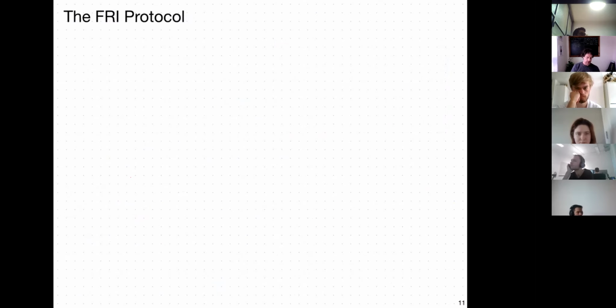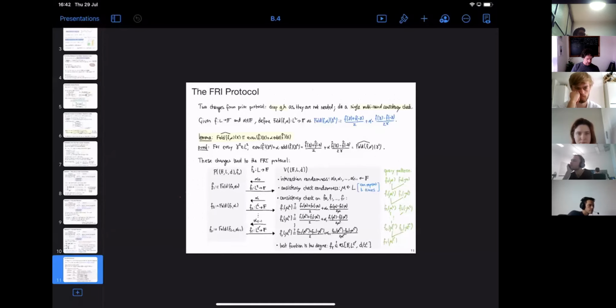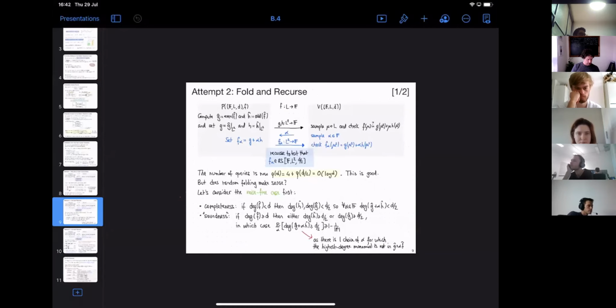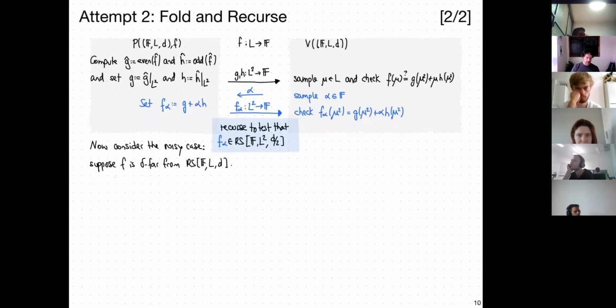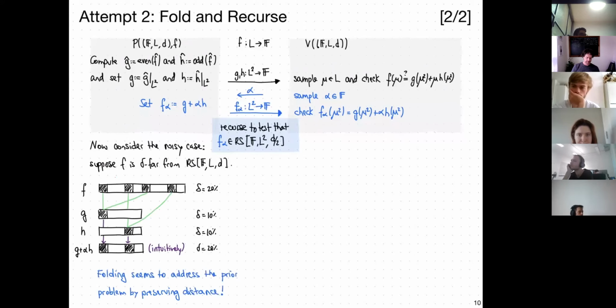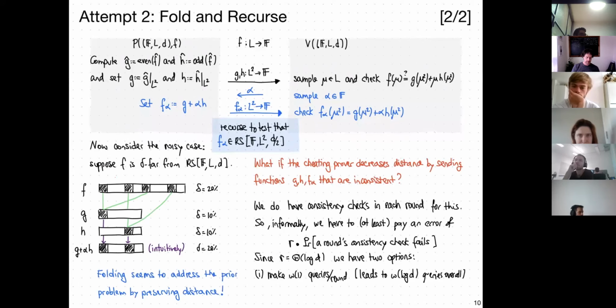I have a question. On the previous page, the check in blue that the verifier is doing, whether f of alpha on mu square equals g of mu square plus alpha times h of mu square. Does this mu have to be the same as the mu that was sampled in the previous phase?